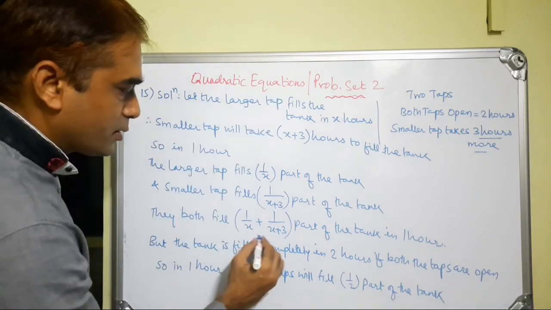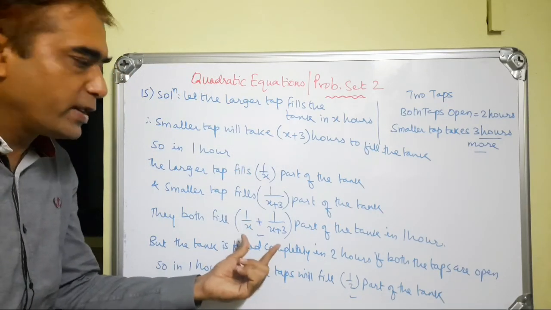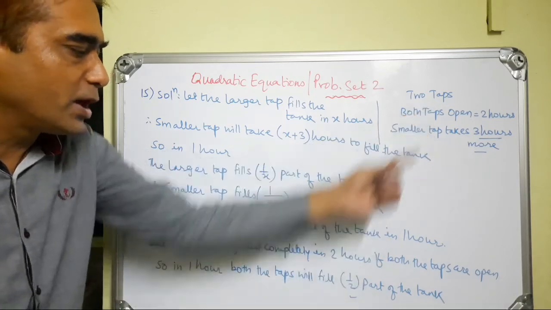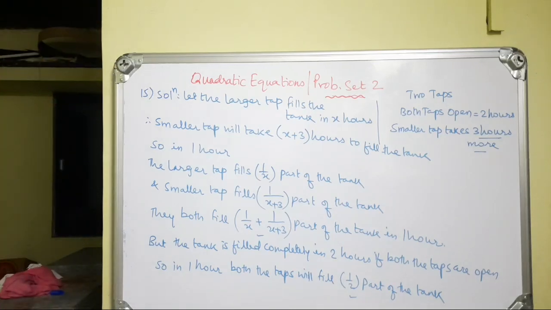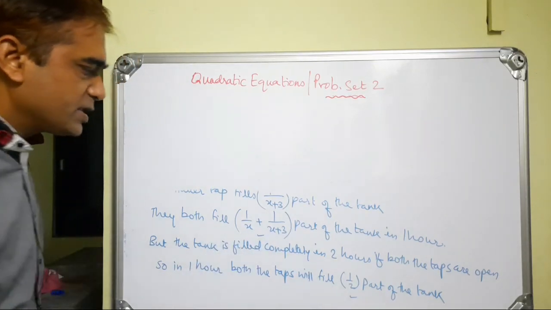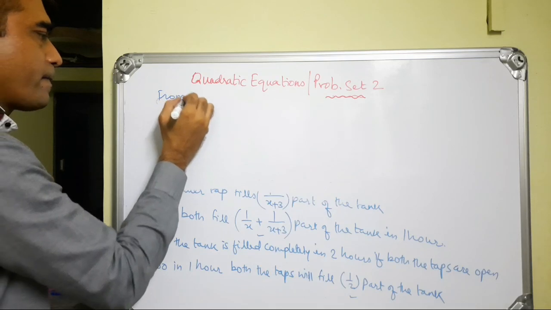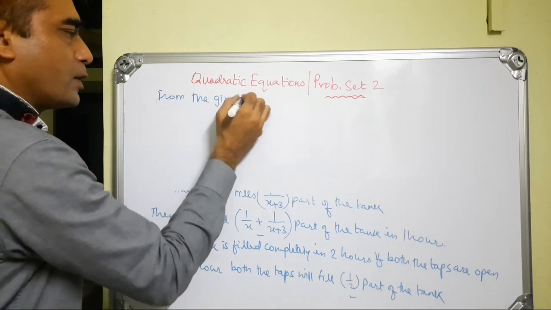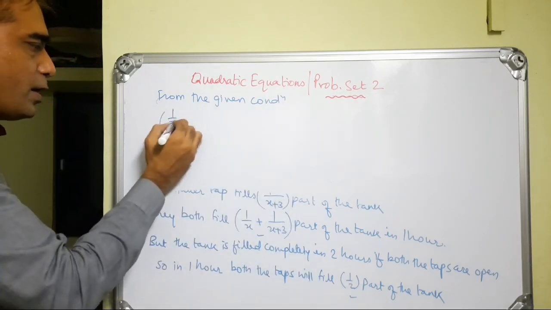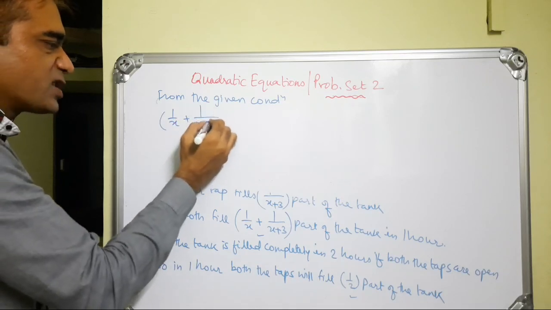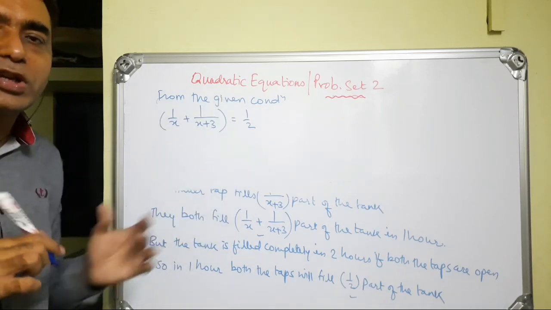So this is also correct and this is also correct. As per the given information, we have found that this part of the tank is filled, and from the given information we know that 1/2 part of the tank is filled. So this is equal to this. Therefore, from the given condition, 1/x plus 1/(x plus 3) equals 1/2. Now you can solve this equation by yourself.